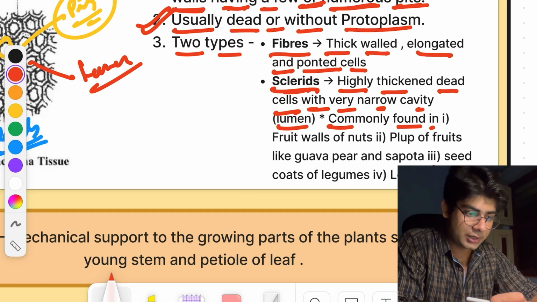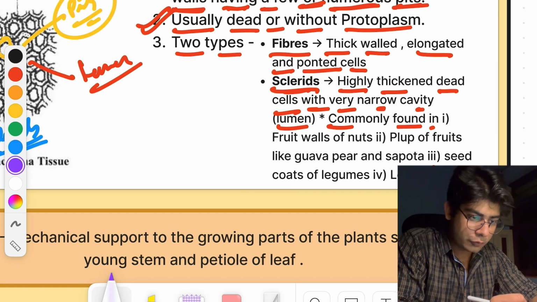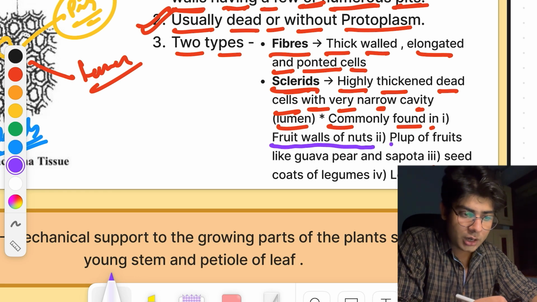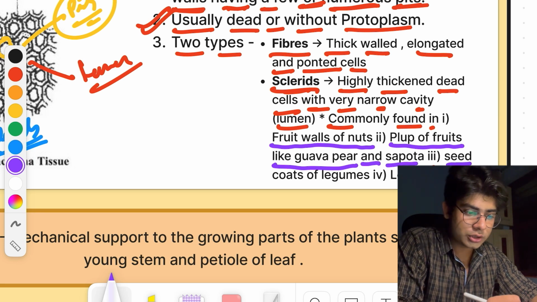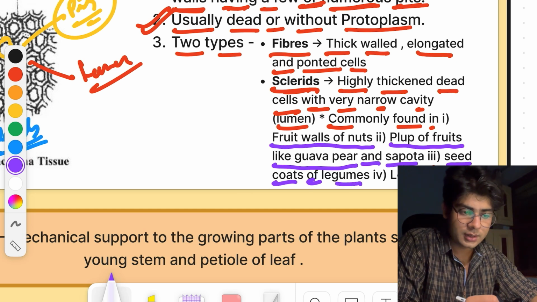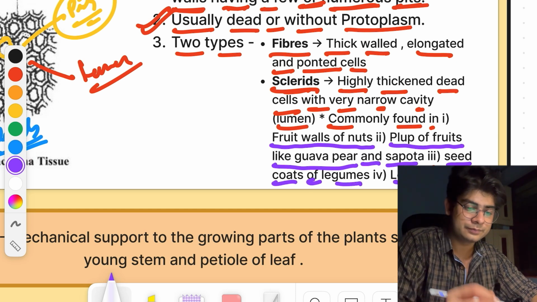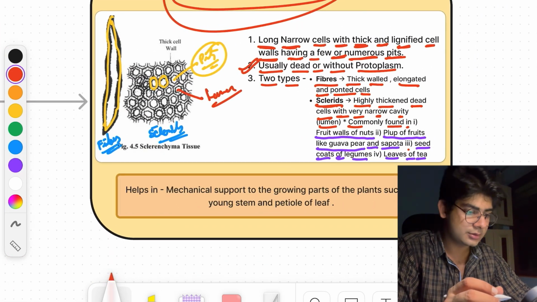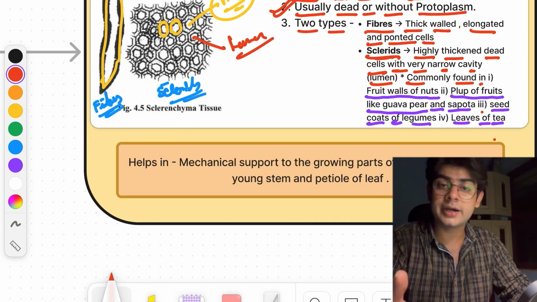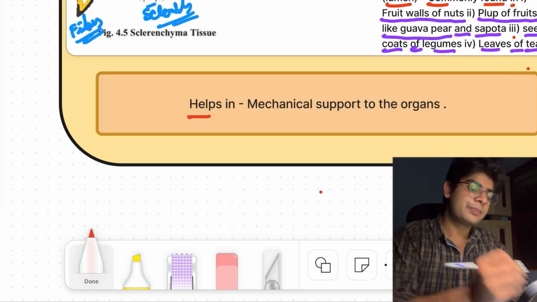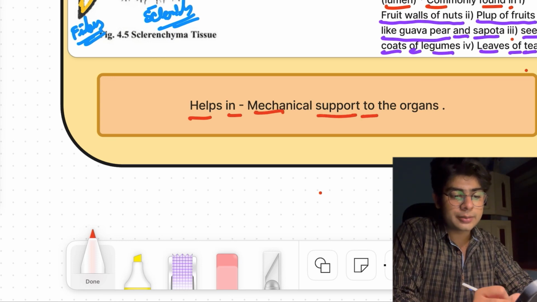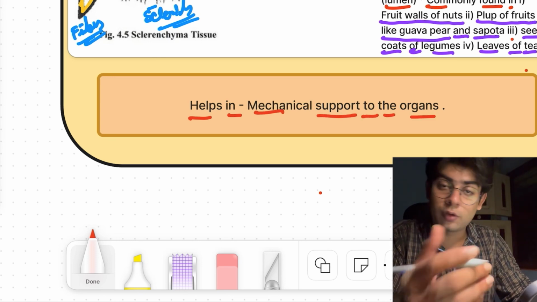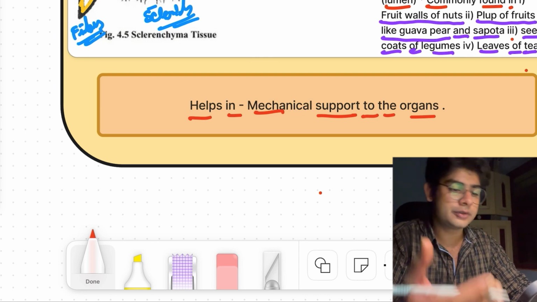Okay, the first example is fruit whorls of nuts, pulp of fruits like guava, pear and sapota, seed coats of legumes, leaves of tea. How does it help? So where does Sclerenchyma help? Sclerenchyma helps in mechanical support to the organs. It provides mechanical support to the organs of the plants.